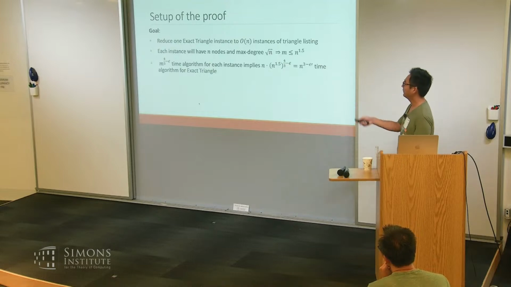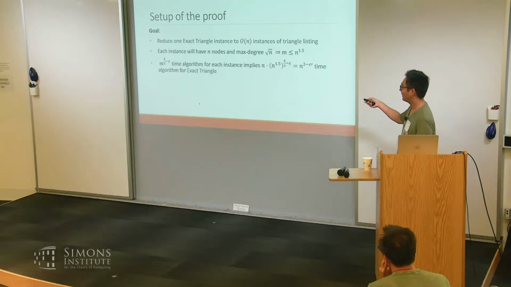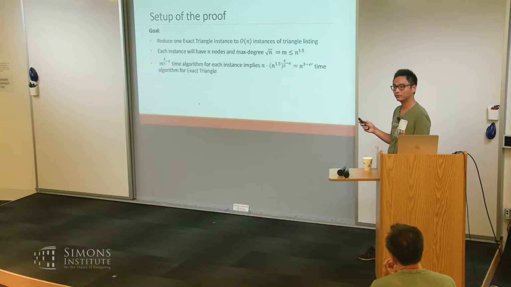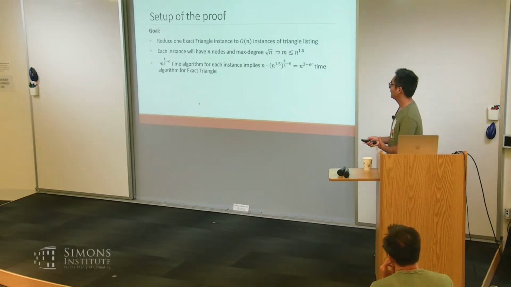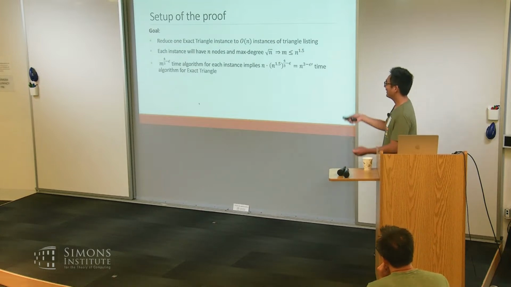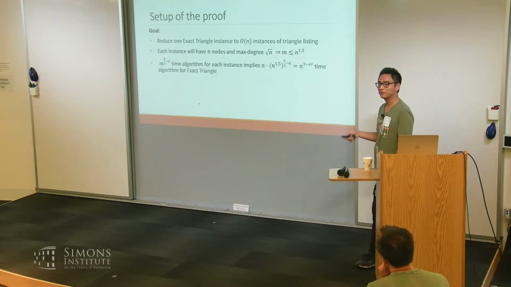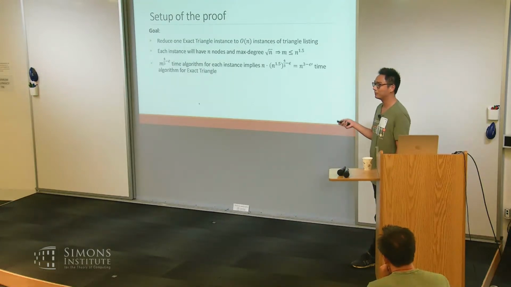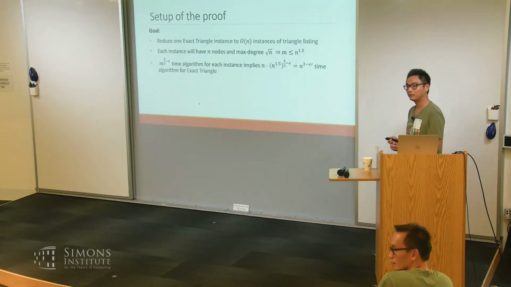We want to reduce one exact triangle instance to many instances of triangle listing, and that will help us show a conditional lower bound of triangle listing based on the exact triangle hypothesis. There is no mention of probability in this statement; it is a concrete statement. In fine-grained complexity, the hypotheses are usually defined even for randomized algorithms. So even with randomized algorithms, you cannot solve exact triangle faster than cube time. So the reduction can be randomized.